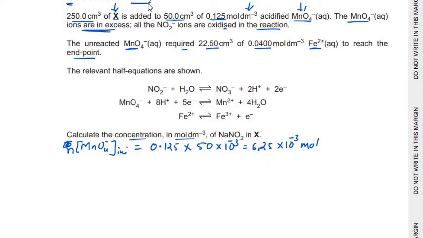Now let's understand how many manganate moles are left over after the reaction. To find that out, first we need to calculate the moles of Fe2 plus.